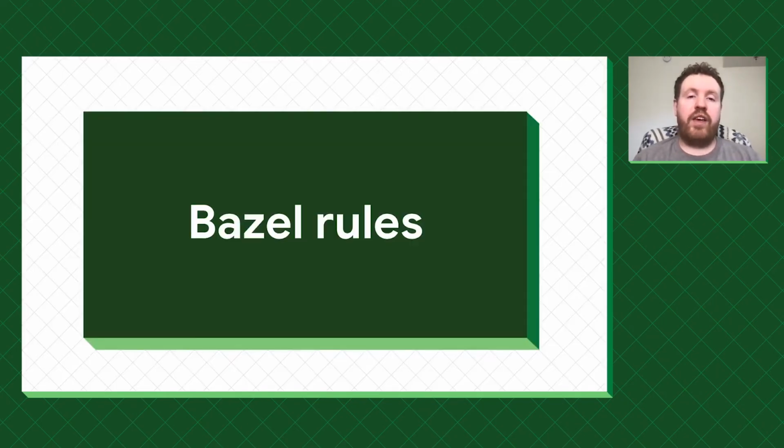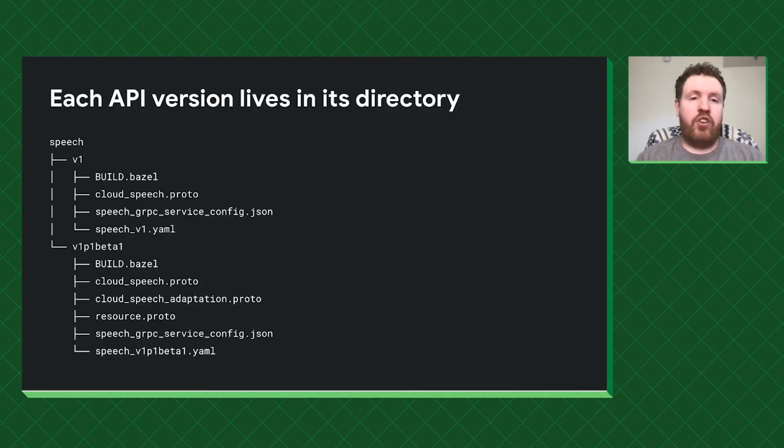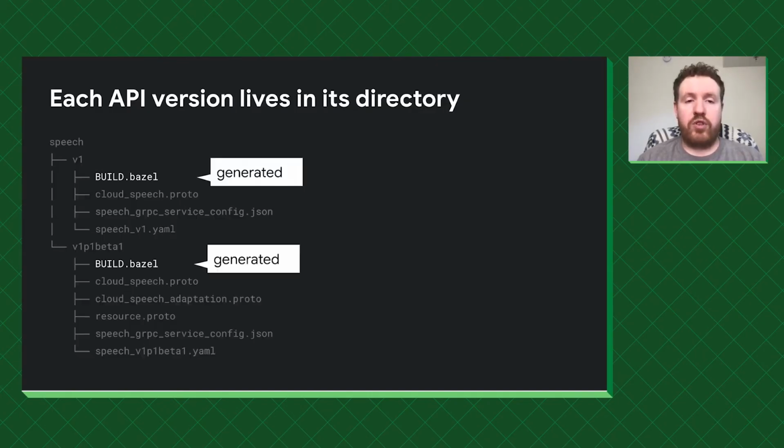Now let's take a look at the actual rules that we use for building all client libraries. Each version of the proto definitions for each API lives in its own directory. So here we have two versions, v1 and v1p1beta1 of the speech-to-text API protos. And each version has its own build file that lists generator targets for each language. We have a separate tool that can generate these build files for new APIs.